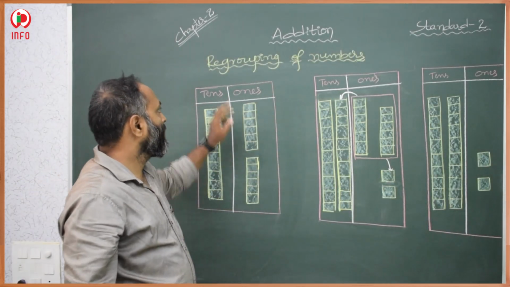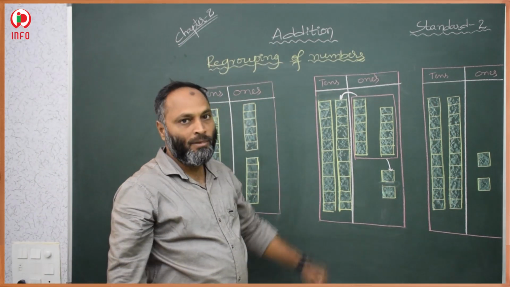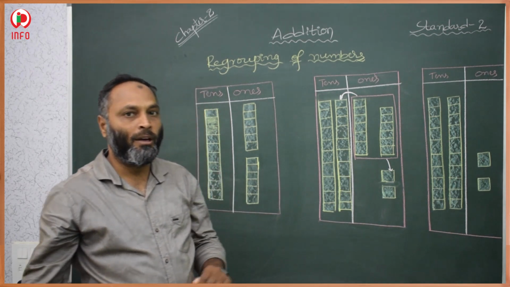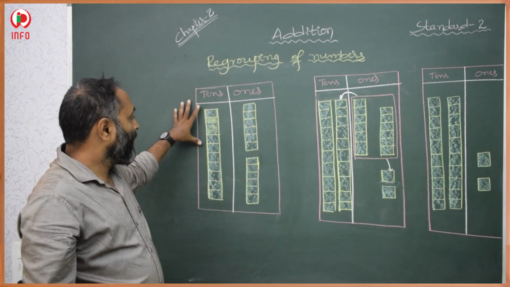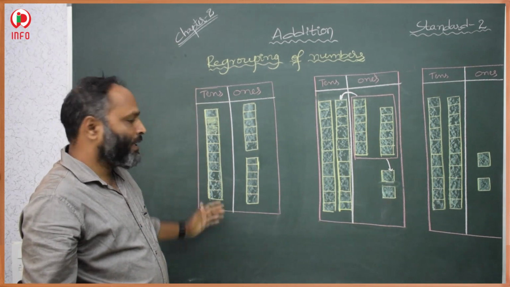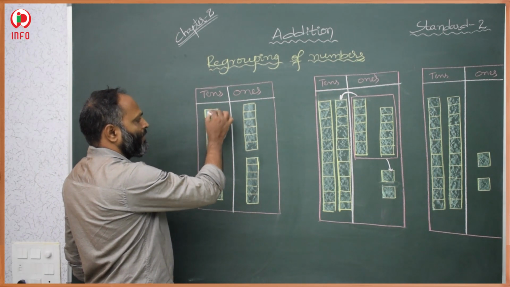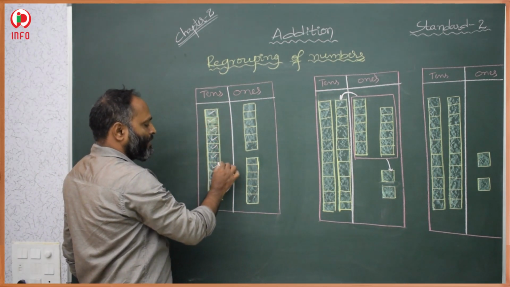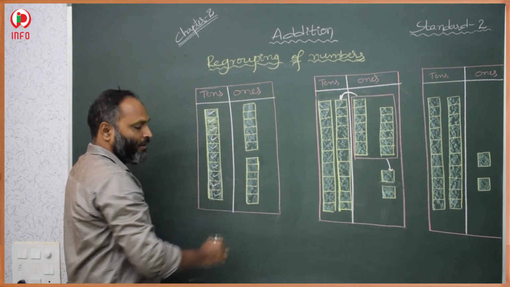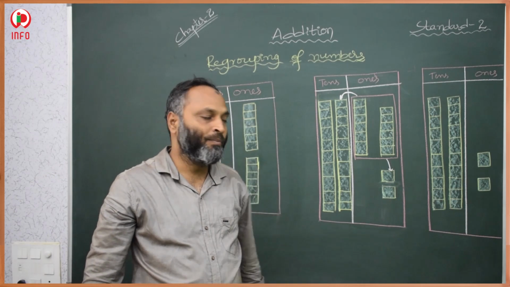Yes, now students, our next topic is regrouping of numbers. How to regroup numbers. Here, in the tens place, one block is there. One complete block is 10, so 10 small blocks were there: 1, 2, 3, 4, 5, 6, 7, 8, 9, 10. So this is our tens digit. In the tens digit, 10 is there.